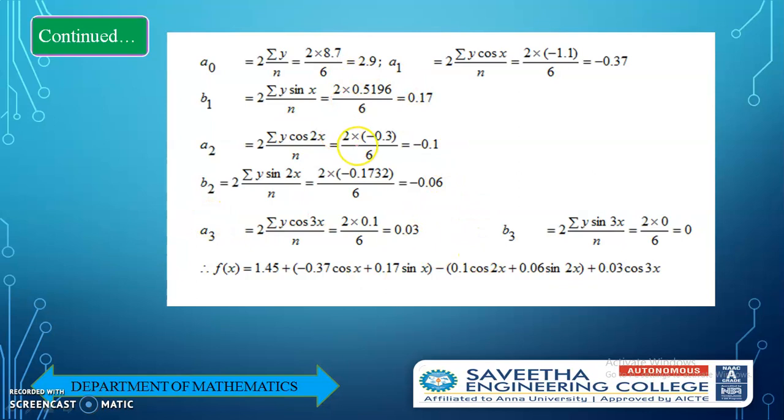After finding all the constant values, we can replace them in the original function. F of x equal to a naught by 2. So replace 2.9 divided by 2, we get 1.45 plus a1, what is a1? Minus 0.37. So a1 cos x plus b1 sin x, a2 cos 2x, b2 sin 2x, a3 cos 3x, b3 sin 3x. Just replace the constant values alone. Don't replace the cos, sin, cos 2x, cos 3x, sin 3x. So only replace the constant values. We will get the required solutions.